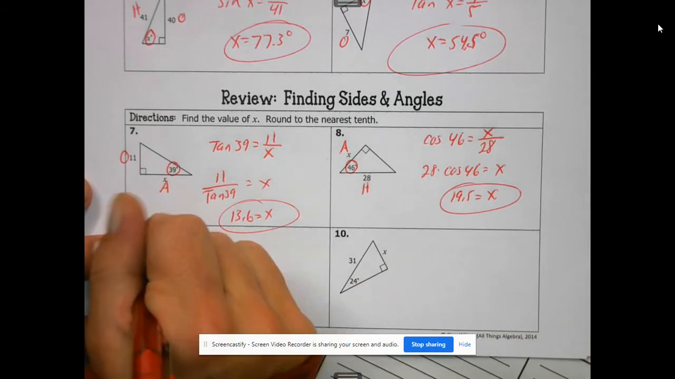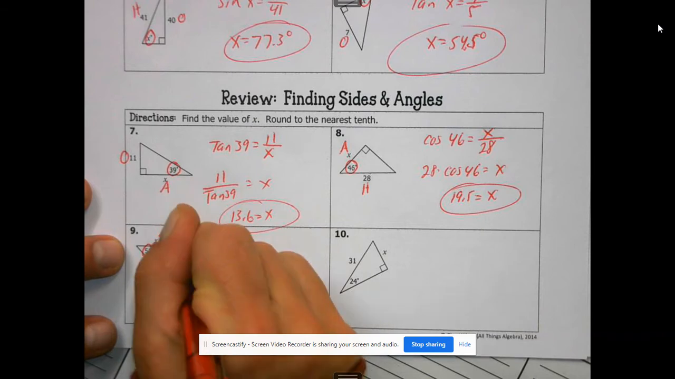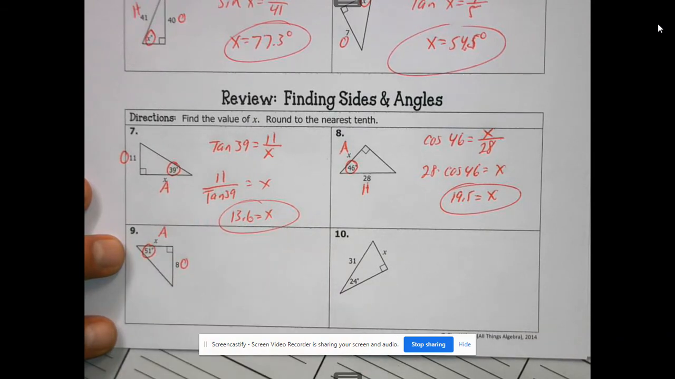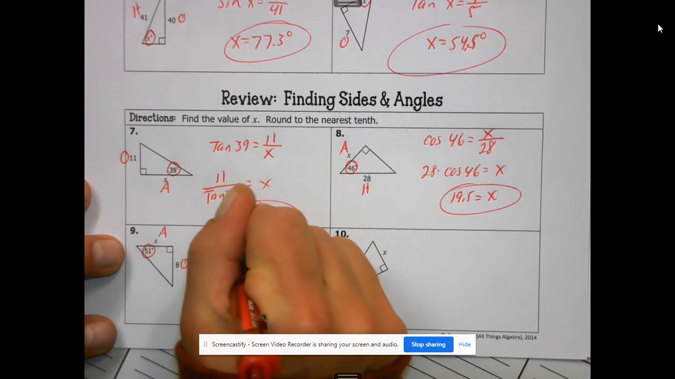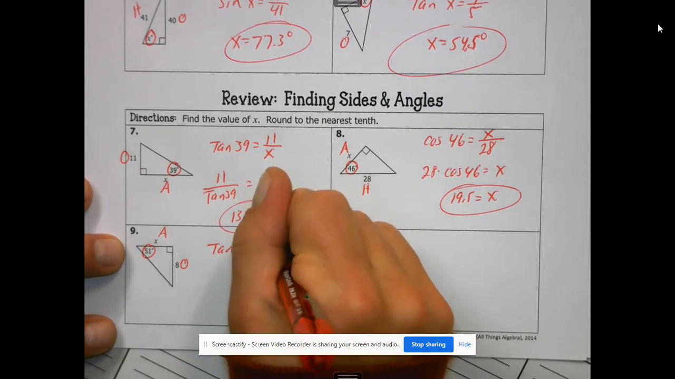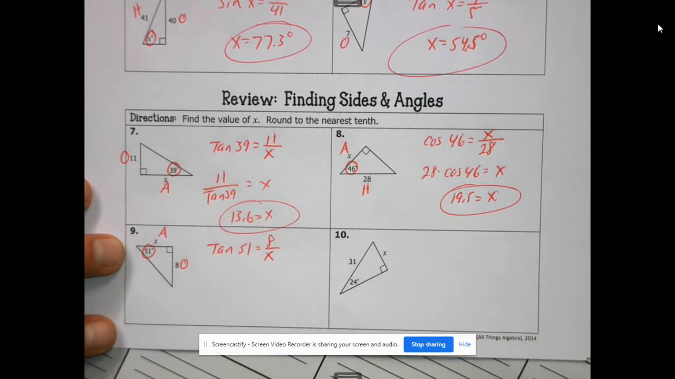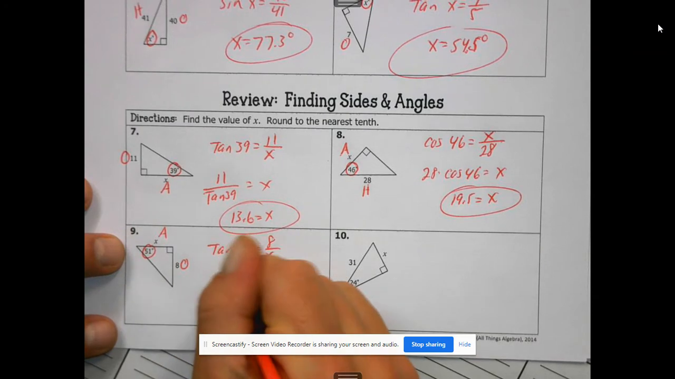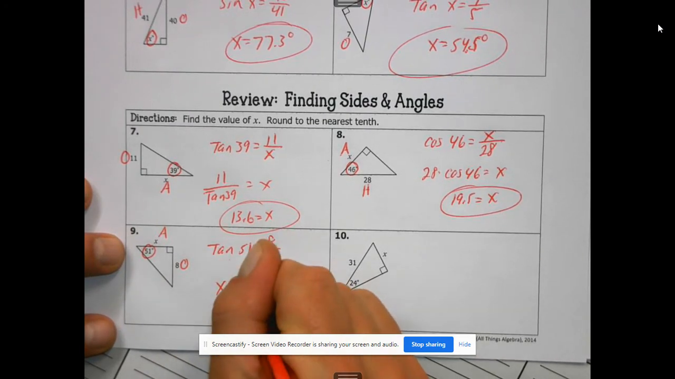Number 9, there's the angle. X is the adjacent leg. 8 is opposite. O and the A, tangent. Tangent of 51 equals opposite 8 over adjacent X. If the variable is on the bottom, you have to divide. 8 divided by tangent 51, 6.5.